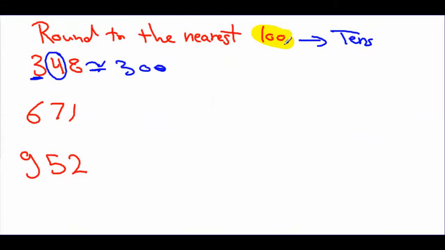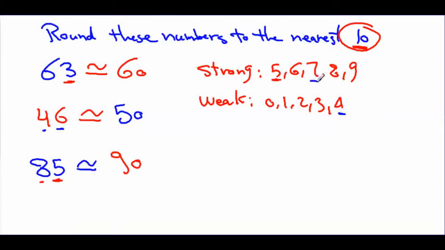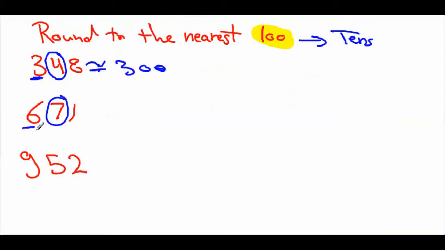671 rounded to the nearest 100. Look at the tens. Here is the hundreds. I should take care of the tens. 7. 7 is from the strong numbers. So it will let me go to the next multiple of 100. After 600 is 700. So 671 rounded to the nearest 100 is 700.